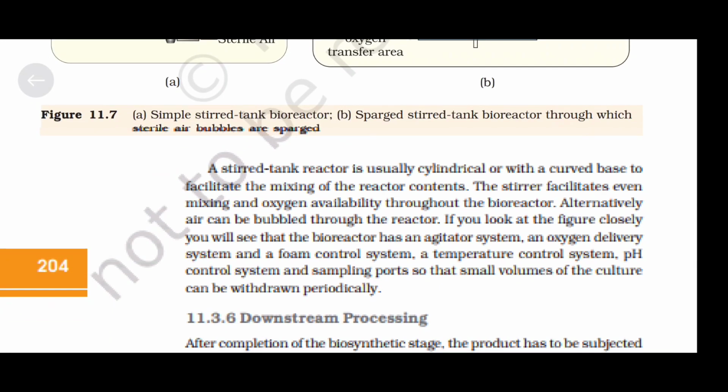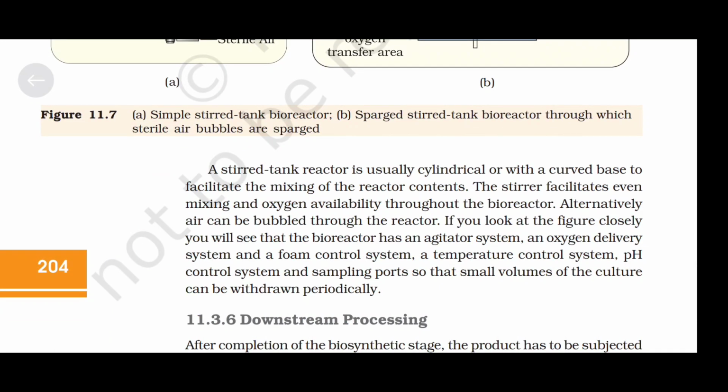A stirred tank reactor is usually cylindrical or with a curved base to facilitate the mixing of the reactor contents. The stirrer facilitates even mixing and oxygen availability throughout the bioreactor. Alternatively, air can be bubbled through the reactor. If you look at the figure closely, you will see that the bioreactor has an agitator system, an oxygen delivery system, a foam control system, a temperature control system, pH control system, and sampling ports so that small volumes of the culture can be withdrawn periodically.